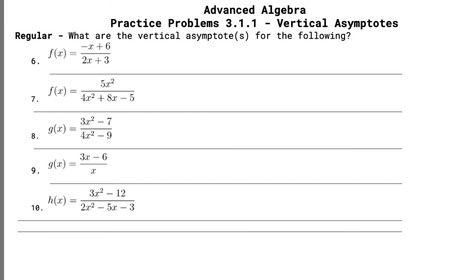All right, so this is going to be another video about vertical asymptotes, and it's going to basically be another 5 example problems to, again, explain this concept in a little bit more detail. All right, so number 6, it says, what are the vertical asymptote or asymptotes for the following?